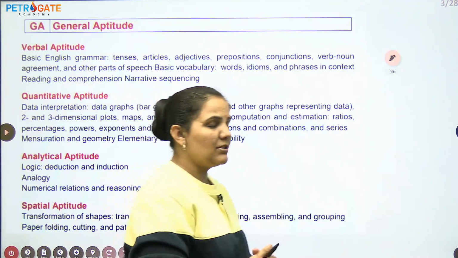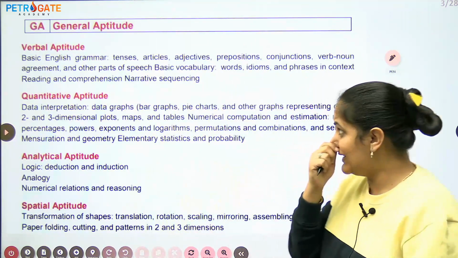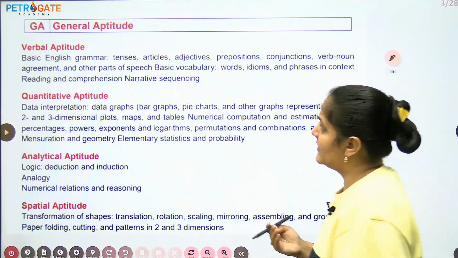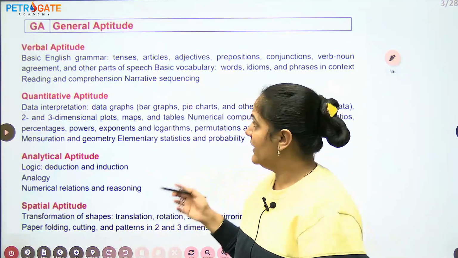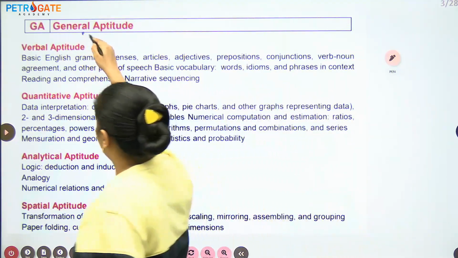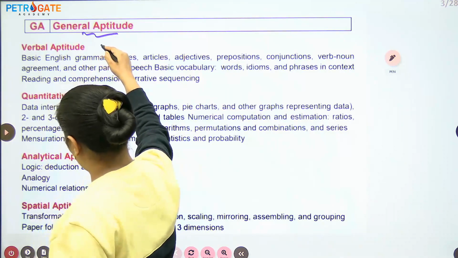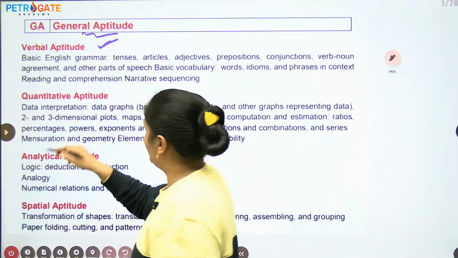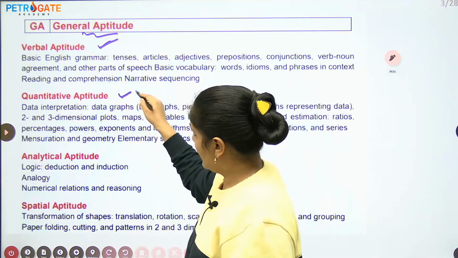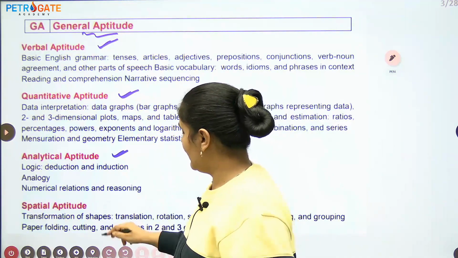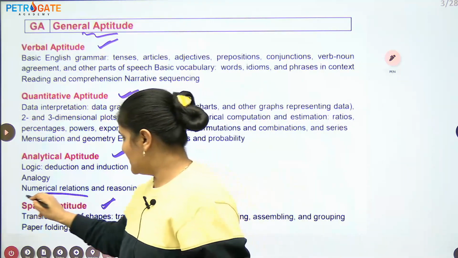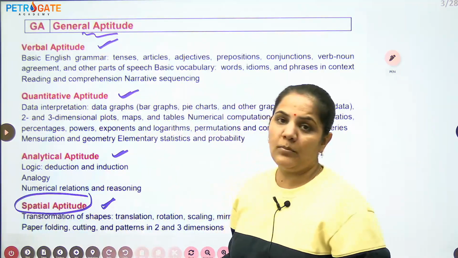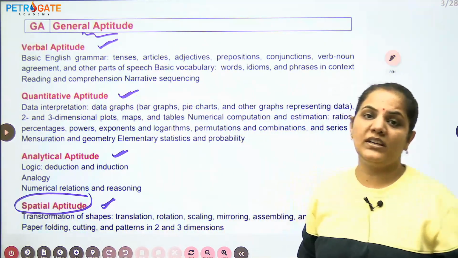Now this is the syllabus of general aptitude, dear students, for the GATE examination. This is the syllabus which was updated last year, and it contains 4 topics. First is verbal aptitude, second is quantitative aptitude, third is analytical aptitude, and the fourth is spatial aptitude. Spatial aptitude was added by IIT Bombay in 2021.